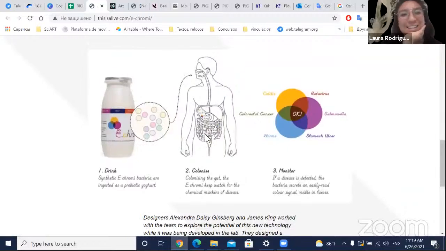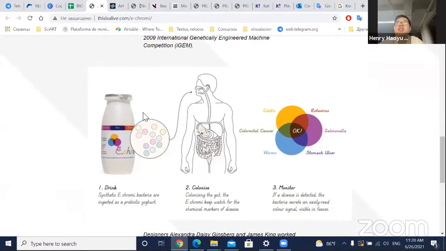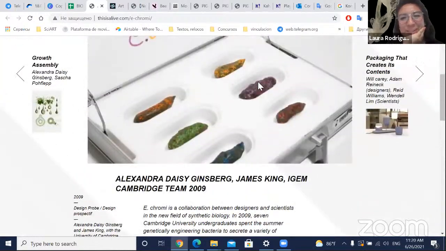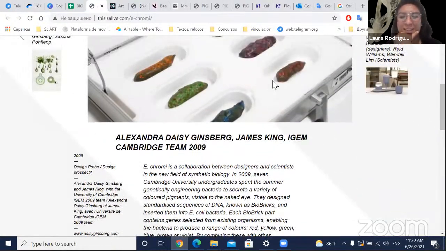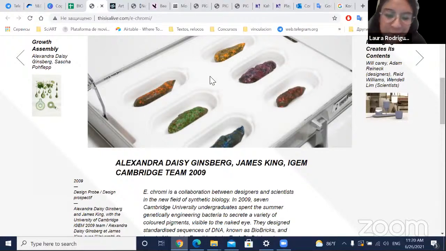Mm-hmm. Okay, I will consider it as already kind of biodesign. Speculative, because I'm not sure we will be really happy to drink and to understand what bacteria we have when we see our poop in different colors. It's quite an interesting and brave project to be presented. It was presented in the iGEM MIT contest, when students from different high schools make projects with synthetic biology. In this case, the artist involved was Alexandra Daisy Ginsberg, who also coordinated this group of students.